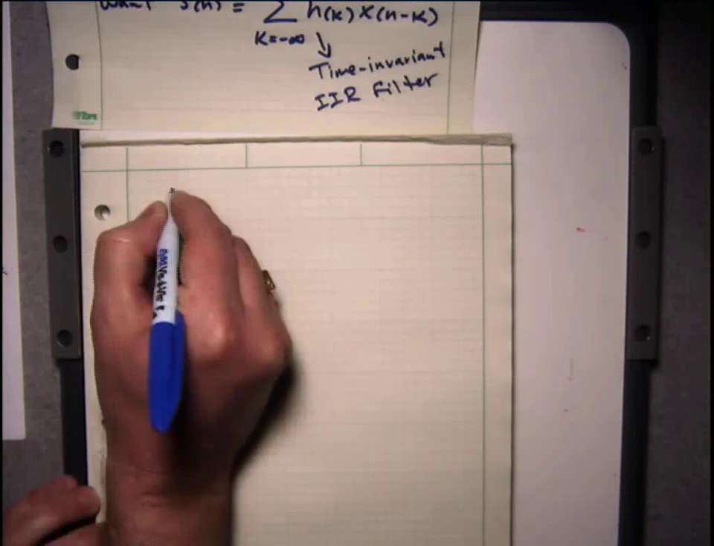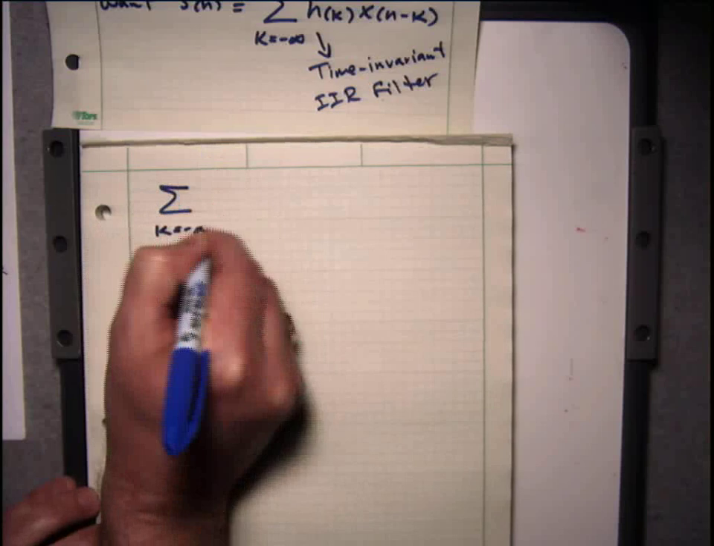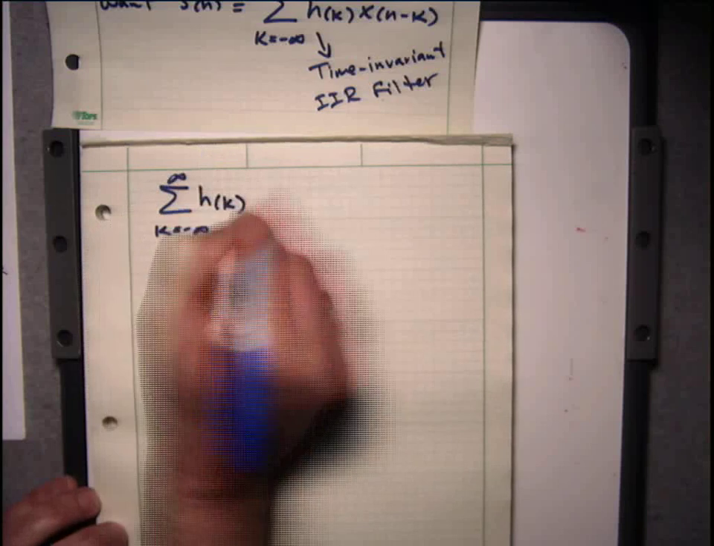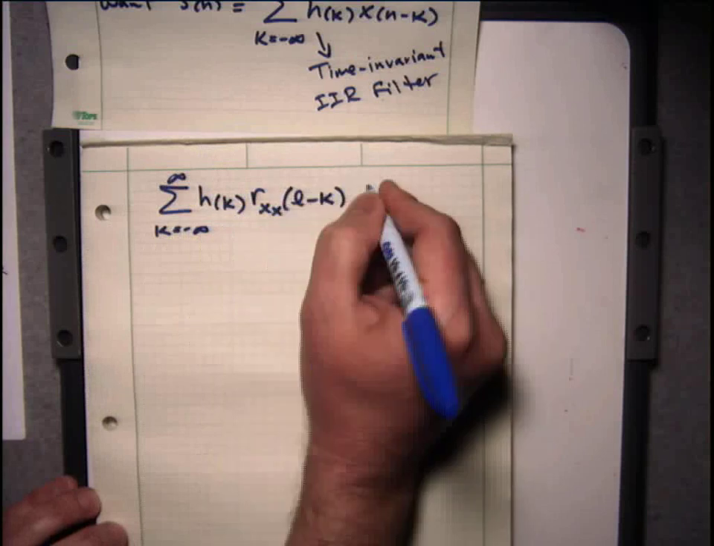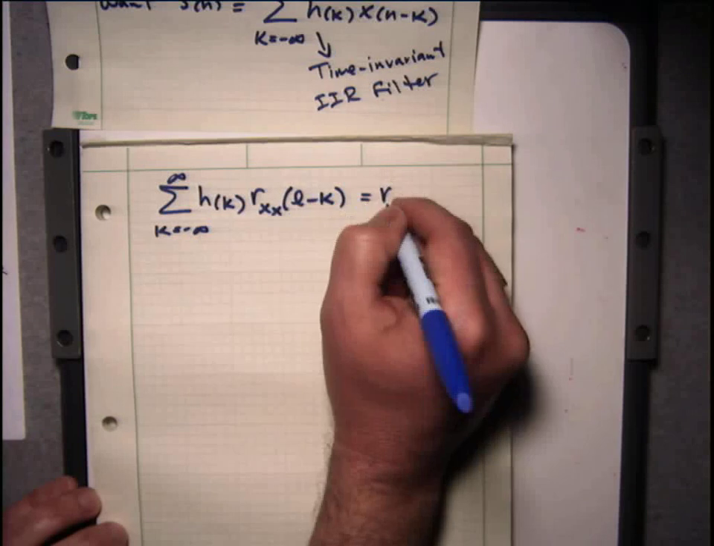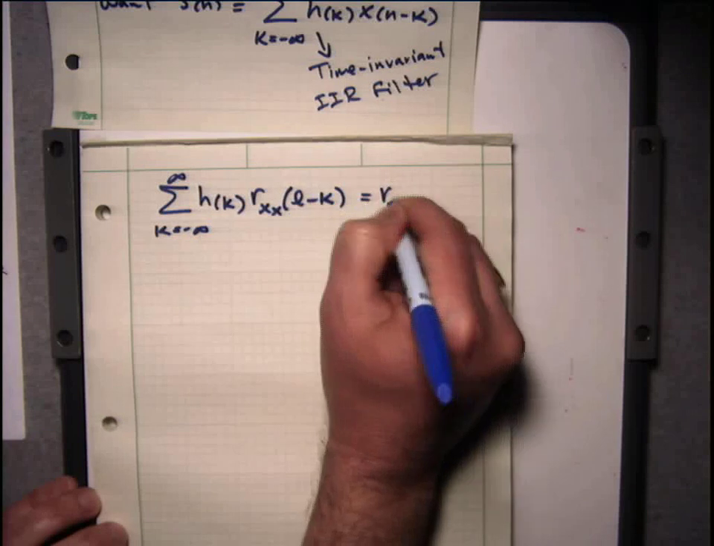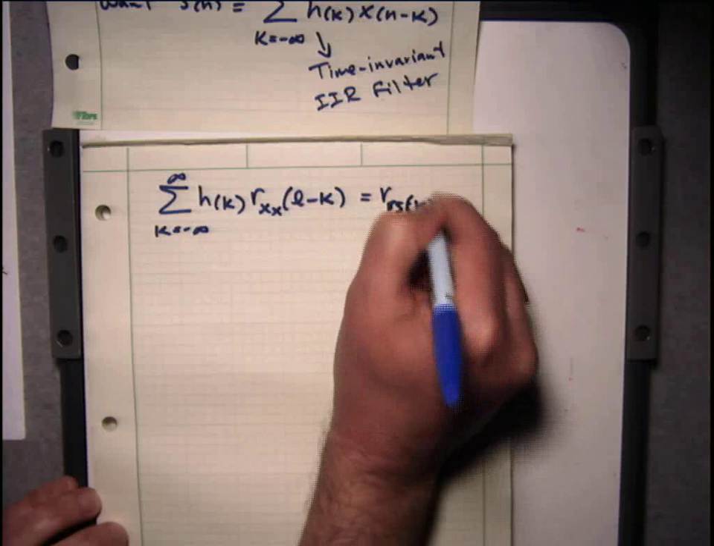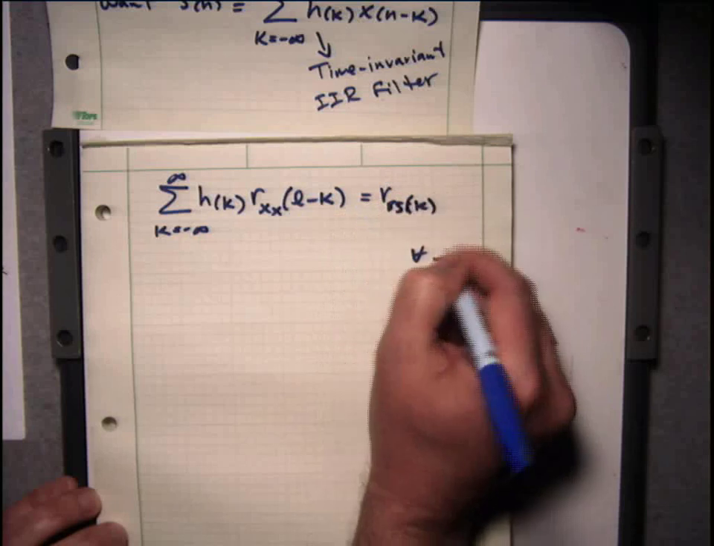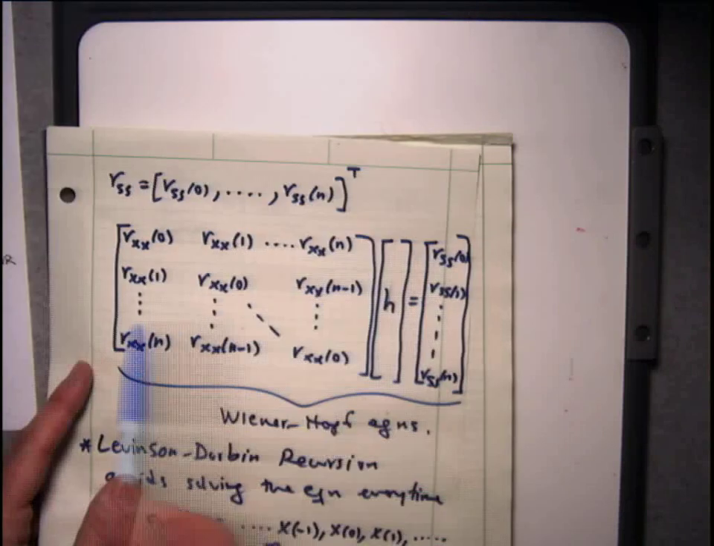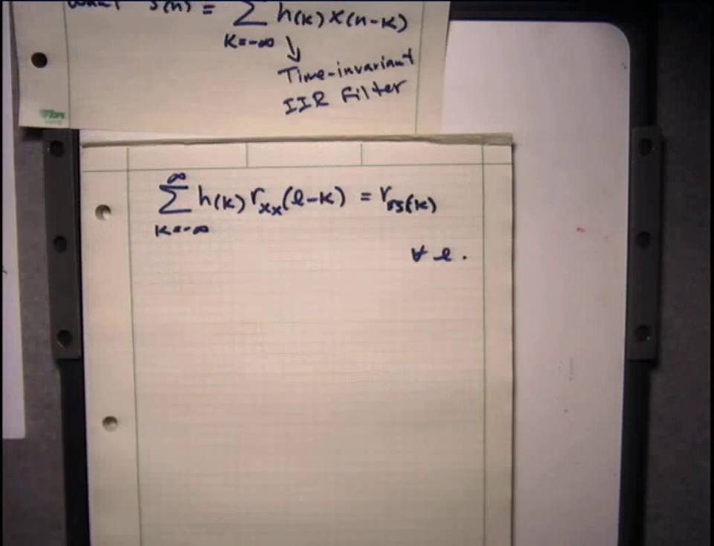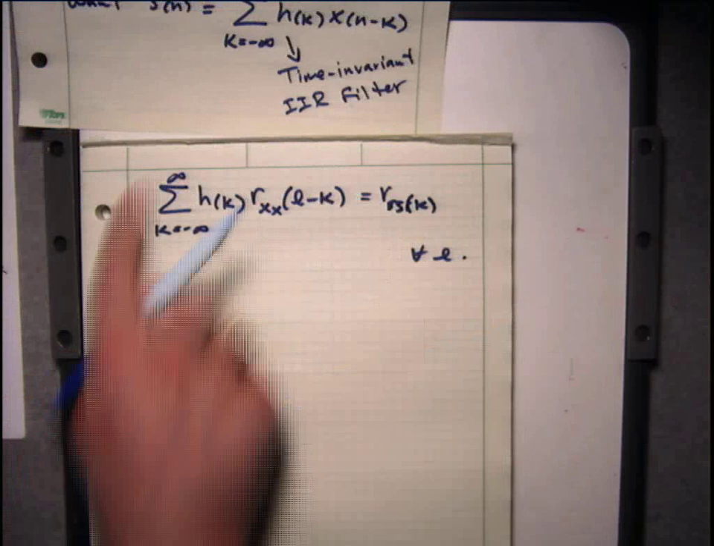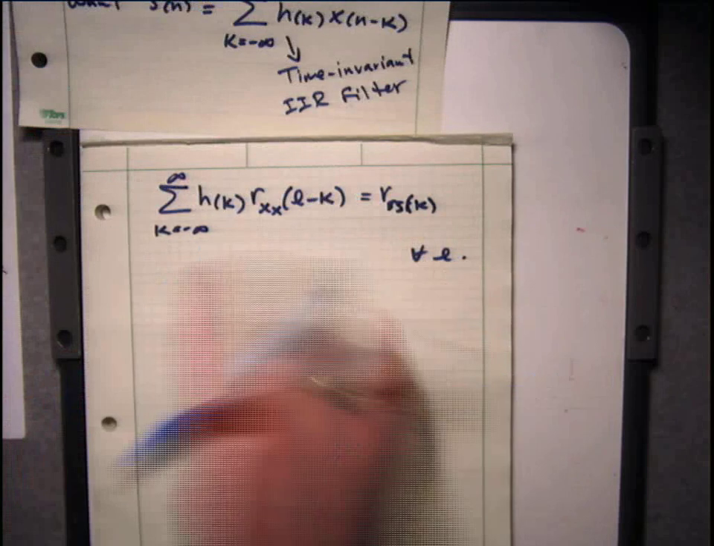And what would happen is this. You would get the sum over k equals minus infinity to infinity, h of k, r_xx of L minus k, and this is equal to r_ss of L, and this is for all L. Okay, so basically what I'm doing is I'm writing every row of this in terms of an infinite set of equations. And so I have one equation for every row, and they look like this.